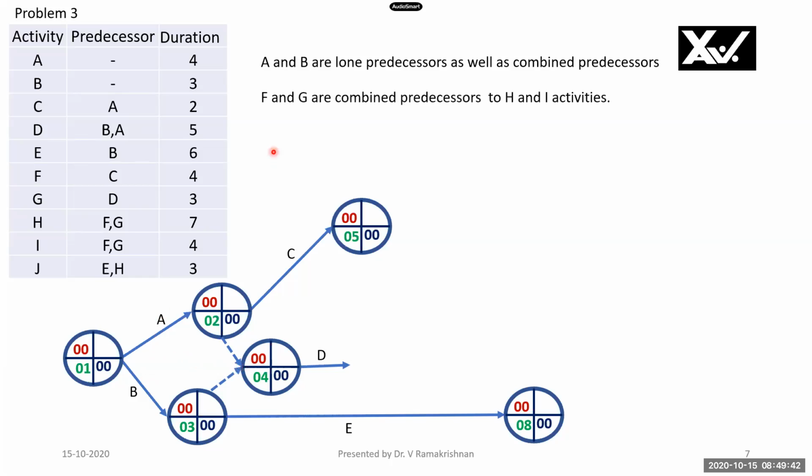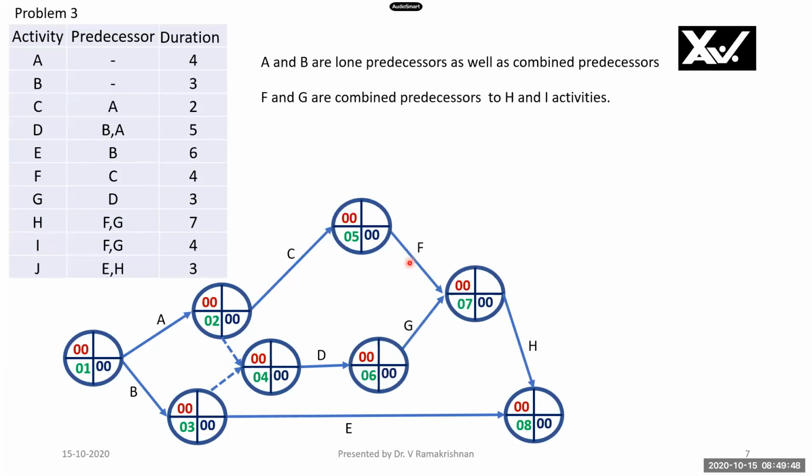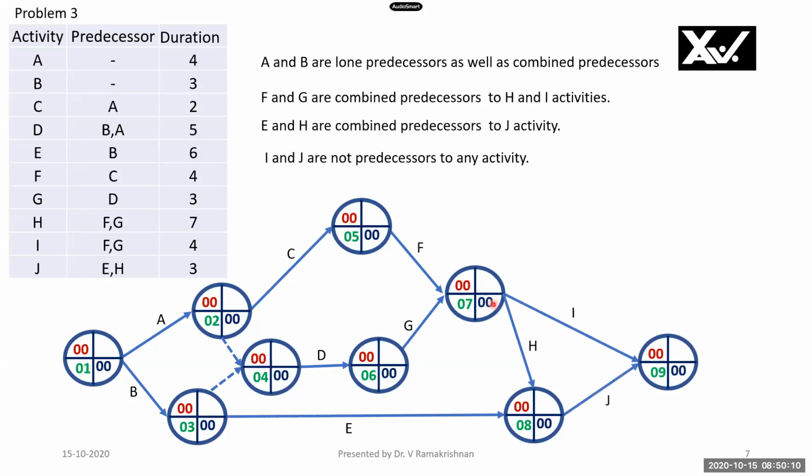Now F and G are combined predecessors to H and I activities. Therefore, F and G are combined with their common end node. F has got C as a predecessor. G has got D as a predecessor. This also tallies. Now H I have to draw here. I have drawn H with combined predecessors F and G. I has got combined predecessors F and G.